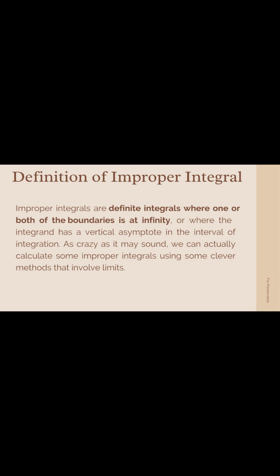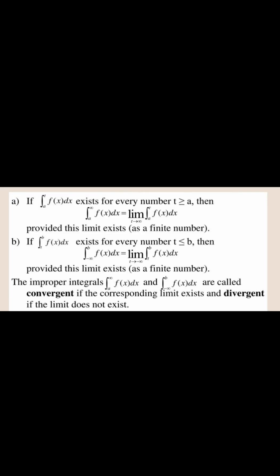Okay, now here are some properties of improper integral. First is the upper limit. If the integral of f of x dx from a to t exists for every number t greater than or equal to a, then the integral of f of x dx from a to positive infinity is equal to the limit of the integral of f of x dx from a to t, where t approaches positive infinity.